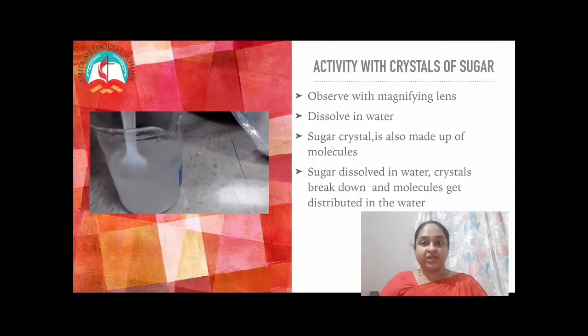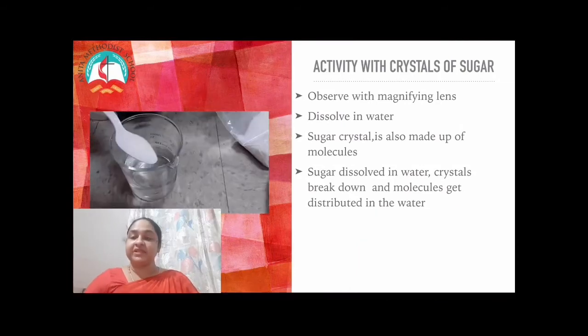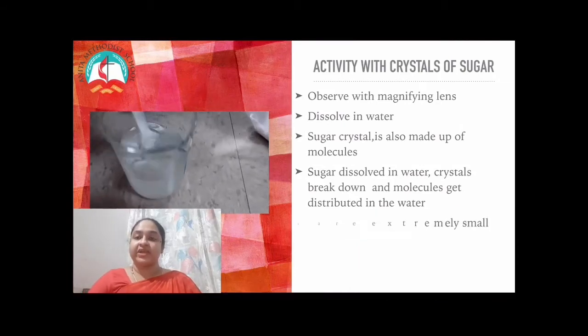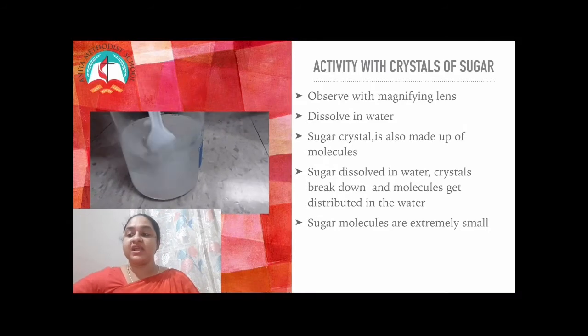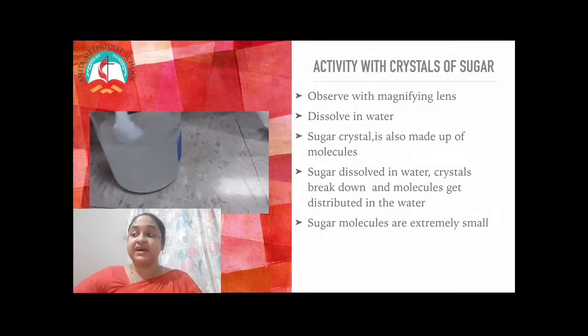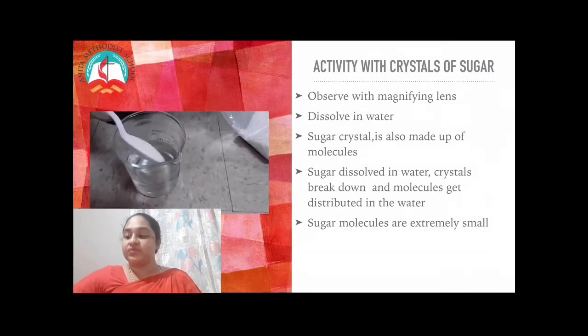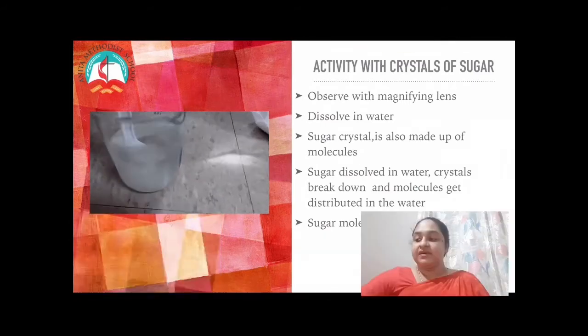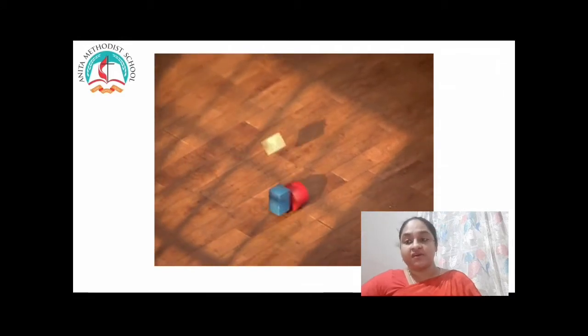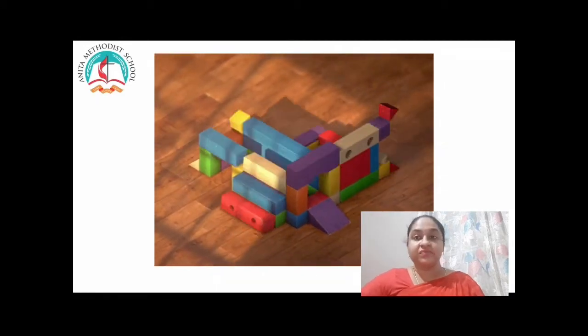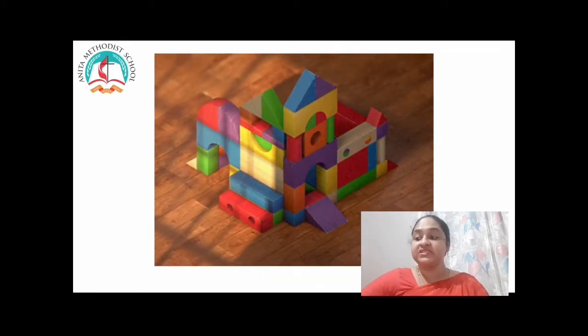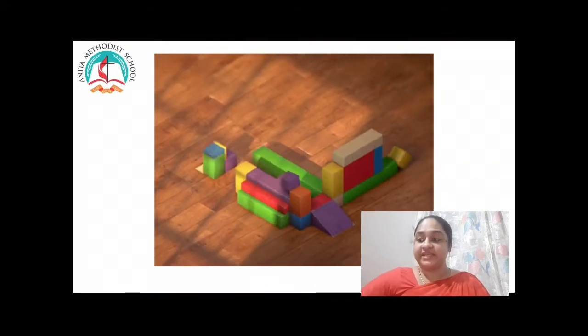So sugar molecules are extremely small. You cannot see them with your eyes or even with a standard microscope. So we learned that any small amount of matter will have millions of molecules in it.